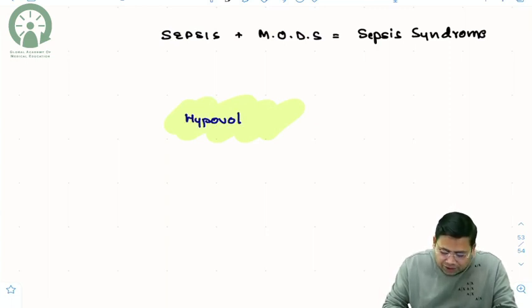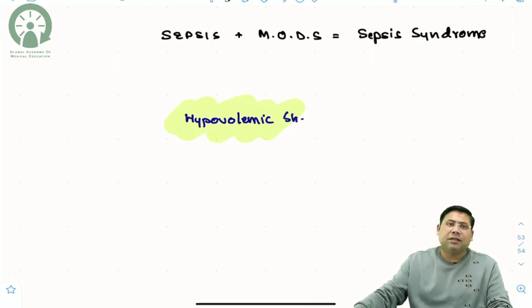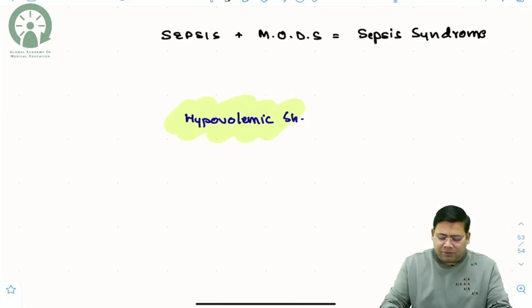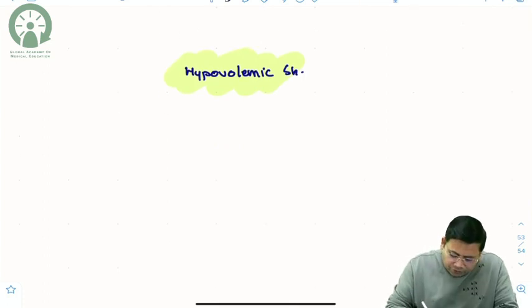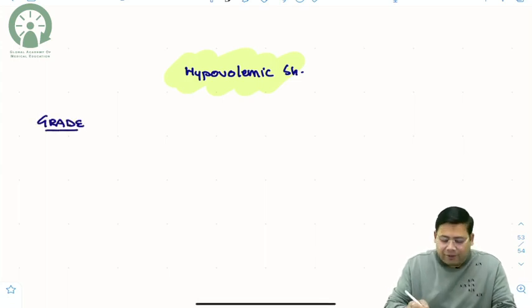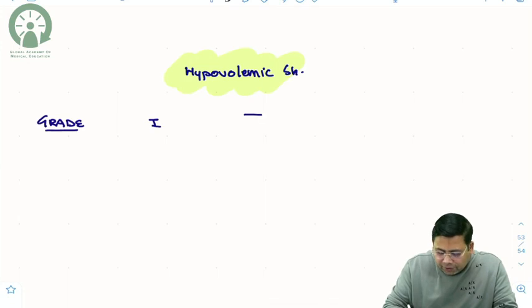Again students, hypovolemic shock, as a question you get a lot of things in terms of parameters and this and that. So let us see hypovolemic shock. The first thing is, let us talk about the grades. When you talk about the grade of the shock, how many grades are there? Grade 1, grade 2, grade 3 and grade 4.